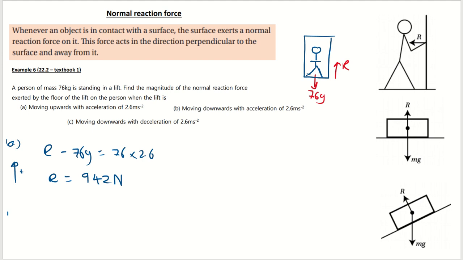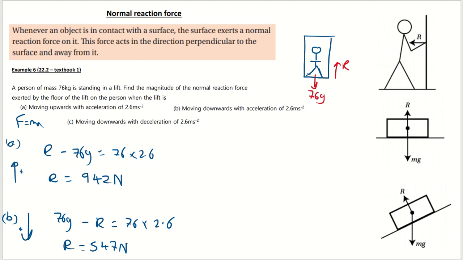Right, let's have a look at part B then. So now it says it's moving downwards with an acceleration of 2.6 meters per second squared. So this time we've got F equals ma down. So we've got 76g, take away the reaction force, equals 76 times 2.6 again, but obviously rearranged differently. So I get the R moving on to the right, so it's going to be 76g take away 76 times 2.6. So that's 547 newtons to 3 sig fig.